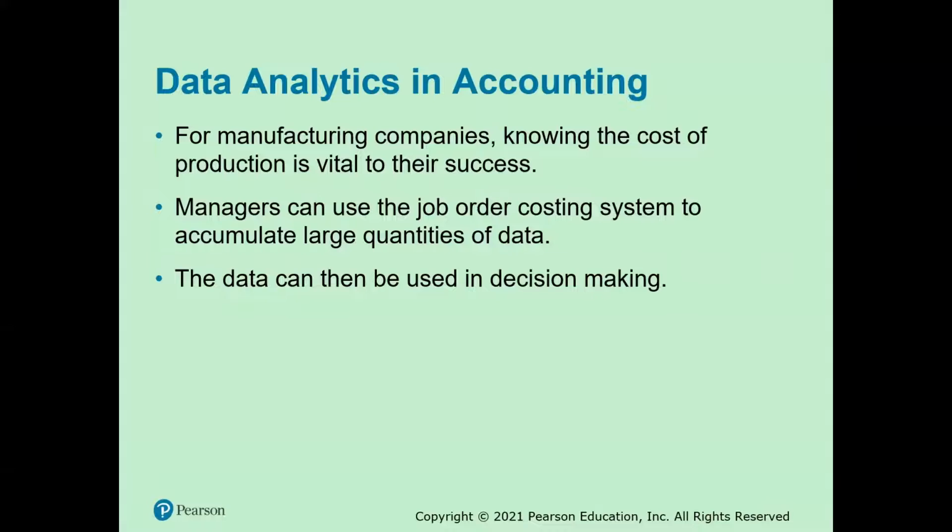A decrease in environmental incidents can result in a decrease in costs and an increase in profits, while also having a positive effect on the communities where the projects are located. So for manufacturing companies, knowing the cost of production is vital to their success. Managers can use the job order costing system to accumulate large quantities of data, and the data can then be used in decision making.